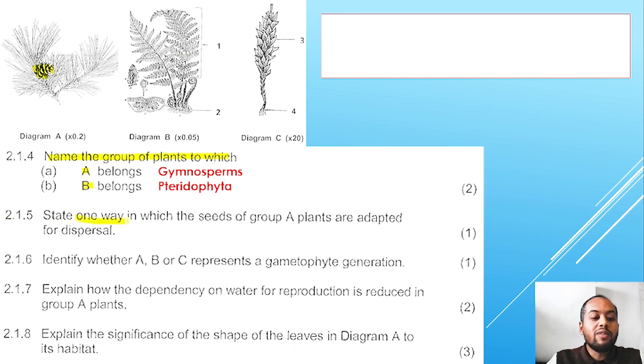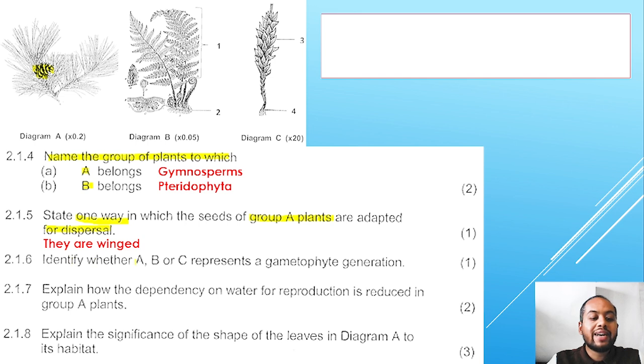2.1.5 state one way in which the seeds of group A plants are adapted for dispersal. What do the seeds do here that allows them to be dispersed? So they are going to have wings. So the seeds are generally going to have wings, and it's going to allow the wind to actually attach themselves onto those wings and then transfer the seeds from one cone to another.